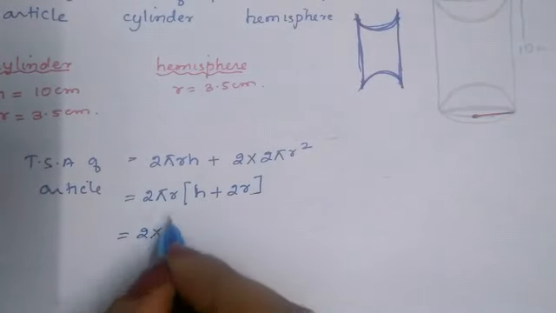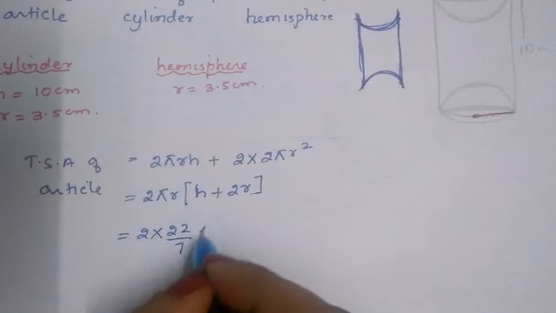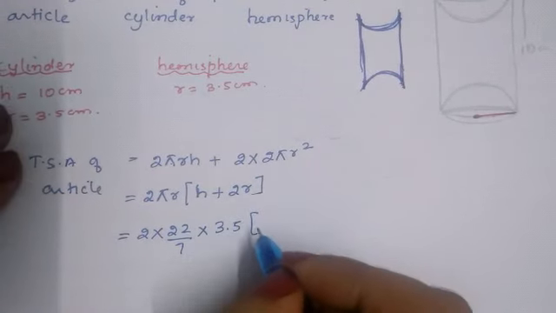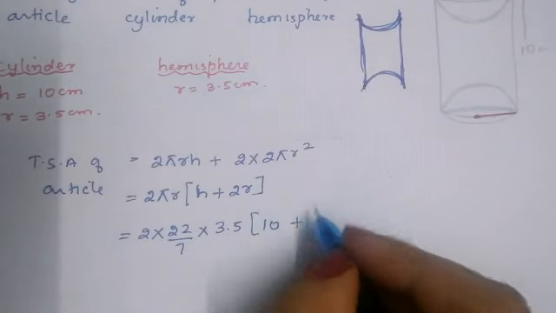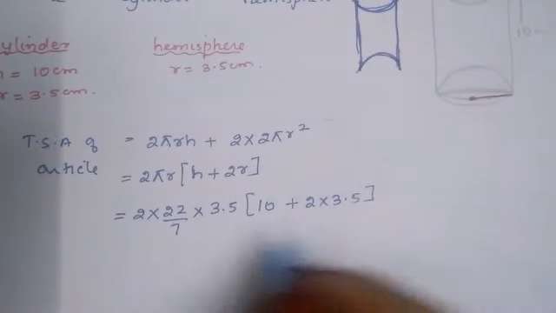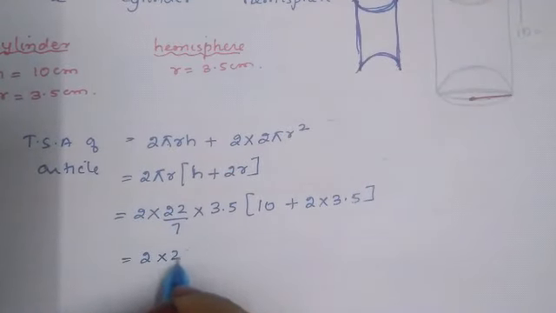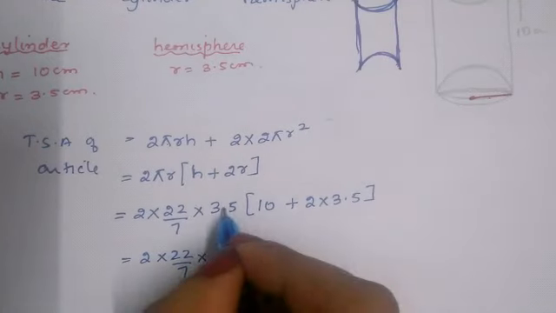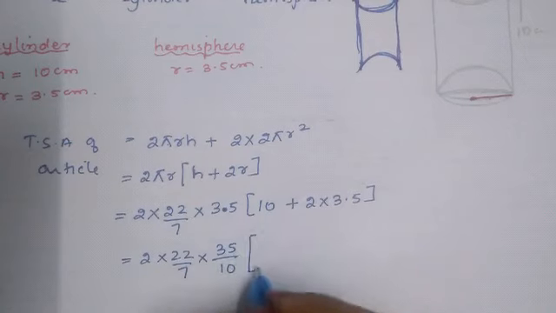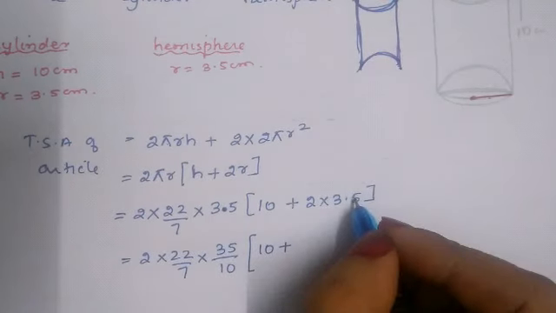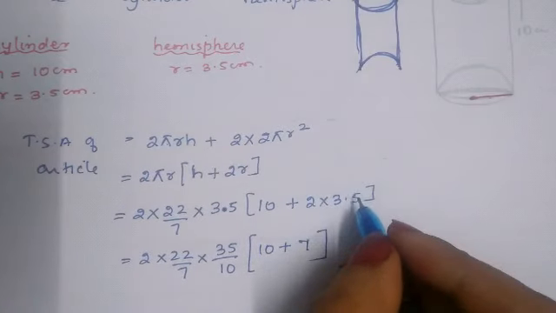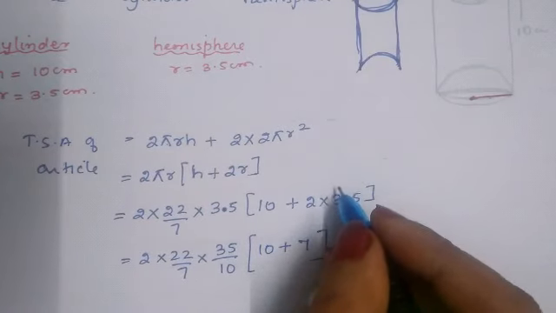2 into pi is 22 by 7. R is nothing but 3.5. H value is 10 plus 2 into 3.5. R value is 3.5. Okay. Now 2 into 22 by 7. 3.5, if you remove the point, is 35 by 10. Here 10 plus 3.5 into 2 is nothing but 7. If we multiply, 2 5s are 10, 2 3s are 6, 1 carry 7.